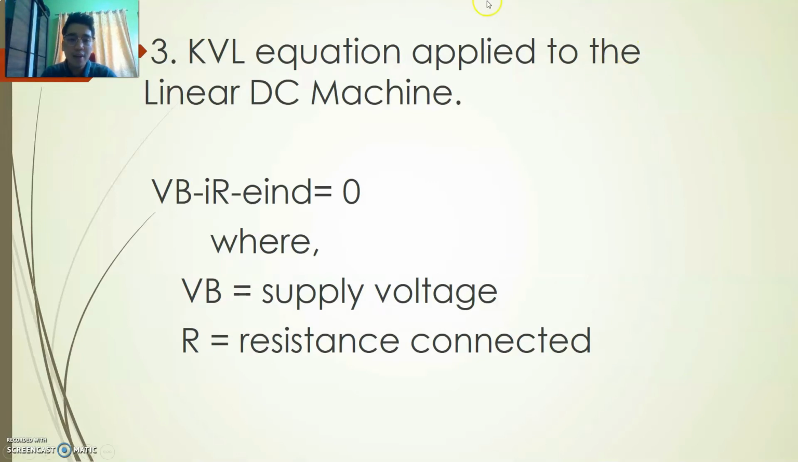So if we apply the KVL equation to the linear DC machine, it will look something like this: V_B minus I R minus E_induced equals 0. V_B stands for the battery supply voltage, and R stands for the resistor connected.